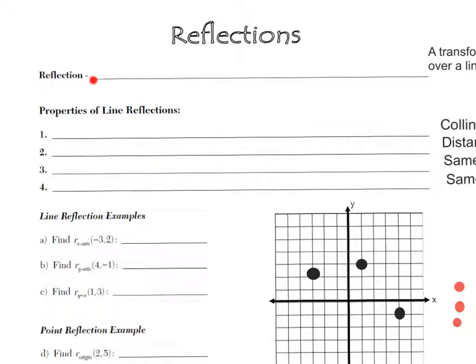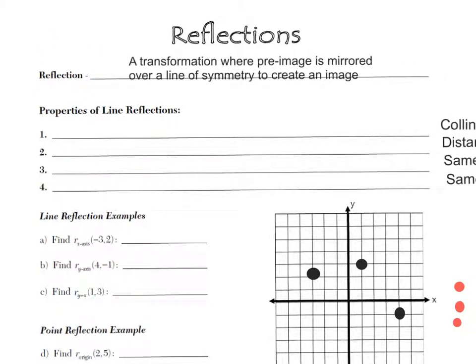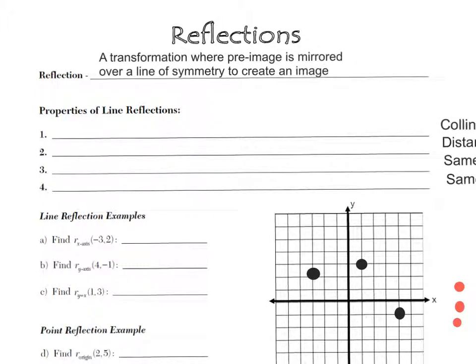What is a reflection? We've been talking about this definition for a while, so this is not new. What's a reflection? It's a transformation where the pre-image is mirrored over a line of symmetry to create an image. A reflection is a transformation where the pre-image is mirrored over a line of symmetry to create an image.